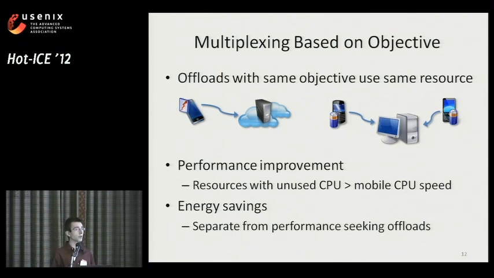The other objective that we may have is a device that wants to save energy. Here we're not necessarily concerned with how fast it executes. What we want to make sure is that it executes on a compute resource instead of executing on a mobile device. And so we can pick any resource regardless of its CPU capacity for these energy-seeking offloads. But since we don't want to negatively impact offloads that are seeking performance improvement, we make sure that we don't use those same resources. So we group energy-saving offloads together, and we group performance improvement offloads together based on what resources we have available.